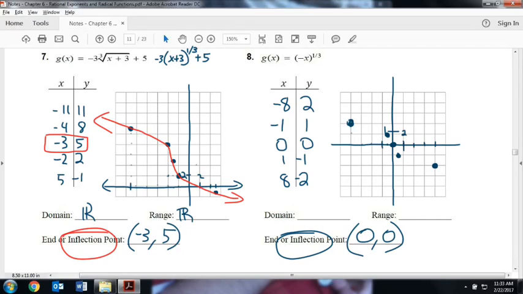And so this one comes in, goes through there, and back out. And again, the domain and range is all real numbers. And there you go. Easy peasy, chicken greasy.